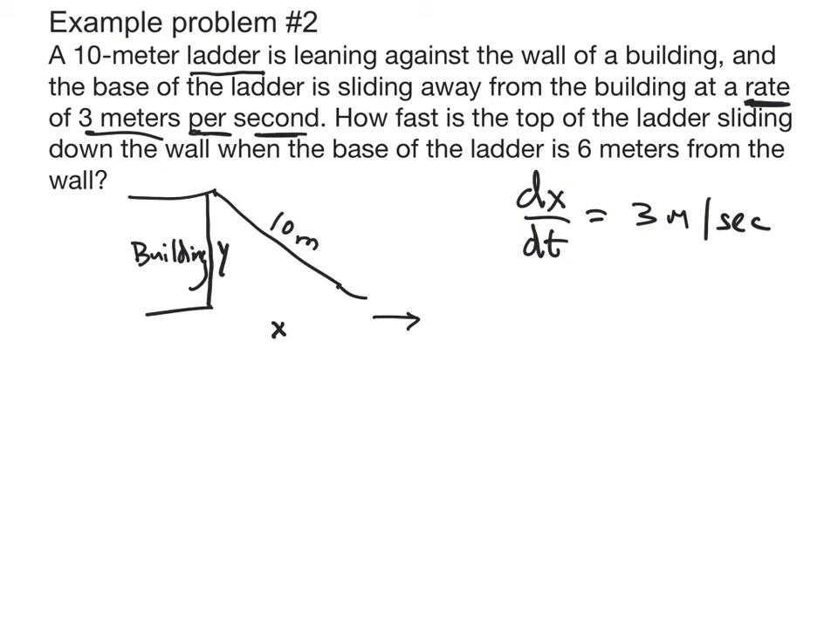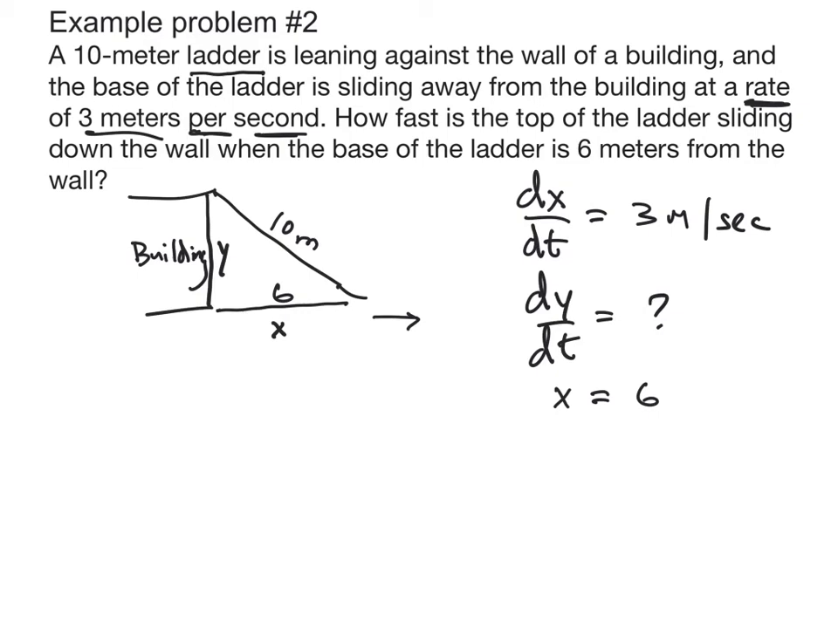Okay, it says, how fast is the top of the ladder sliding down the wall? If it's sliding down the wall, and again, the wall is the y direction, it wants this dy/dt. That's what it wants. How fast is that happening when the base of the ladder is 6 meters from the wall? So it says this direction right here, the base of the ladder is 6 meters. So it's saying that x equals 6 meters.